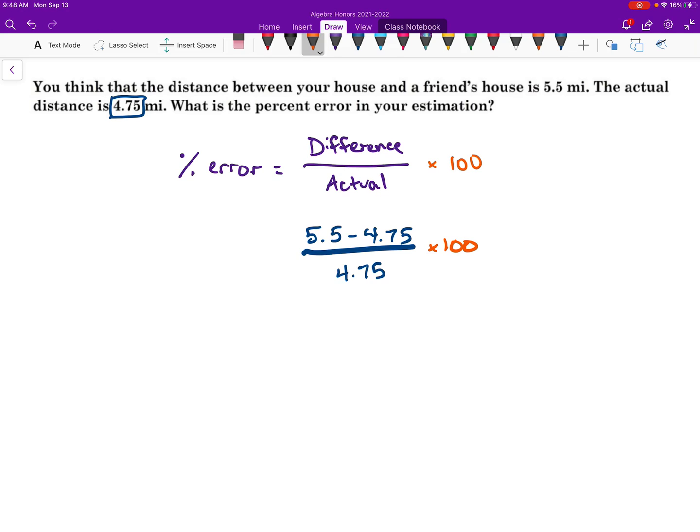Okay, so again, this looks very similar. If you look at this one compared to the other two examples we did, it's pretty much the exact same thing. It's just worded a little bit differently. Okay, so we're going to punch all that information in our calculator, and we get 15.8%. So you were off by 15.8%. Okay, so this is just an error of 15.8%. So that just means that you were close, but it was not the exact distance from your estimation.